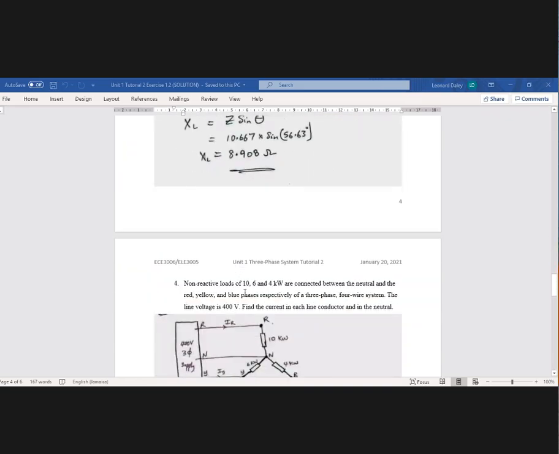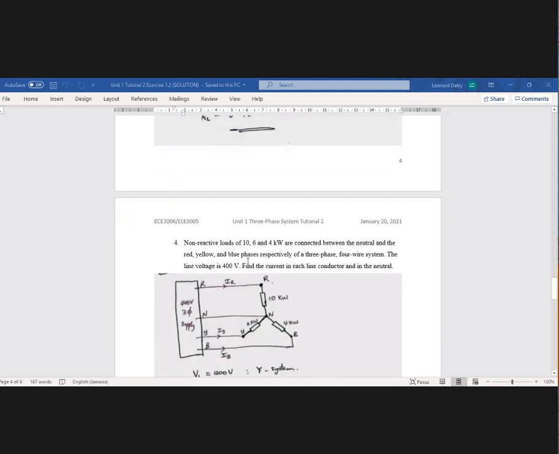Sir, for the last one, looking back at the question, I see non-reactive. So the current should be in phase with the voltage then, sir. Right, that's right. Non-reactive means resistive, so no reactance in there at all. So once it's purely resistive, yes. All right, I'm happy that you saw that.